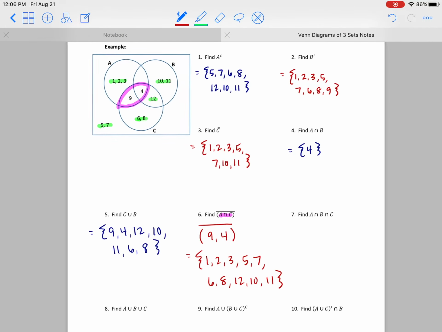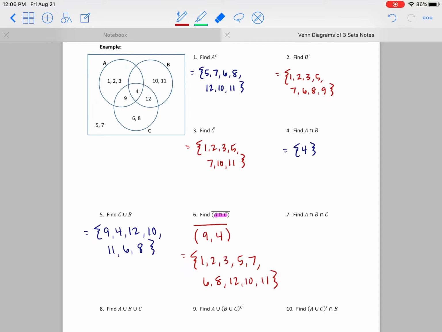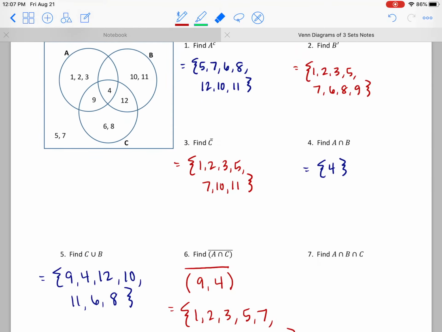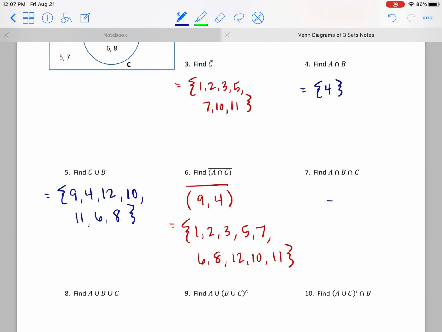Now the next one, let's get rid of this. The next one is two operations but no parentheses, which means everything is happening simultaneously. So we are looking for, at the same time, what is in the intersection of A, B, and C, all at the same time. What is in the intersection of all three of those sets? That is where all three intersect. So the only element in the intersection for all three at the same time is 4. So this is going to take us to element 4 once again.